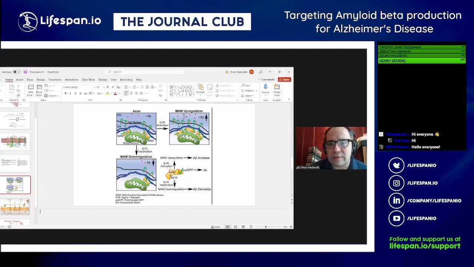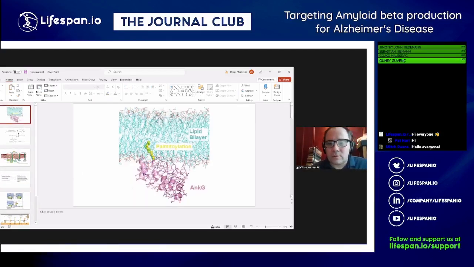So if you have MAMs, mitochondrial associated ER membranes, upregulated, you have a lot of them, and you have more of the aggregation, or sequestration, I should say, of palmitylated APP, you get more of it positioned to the plasma membrane and more of it gets processed. And then that processed byproduct is the amyloid beta, which gets released. And if you downregulate these MAMs, then palmitylated APP doesn't have a gateway, so to speak, to get out there and do its thing.